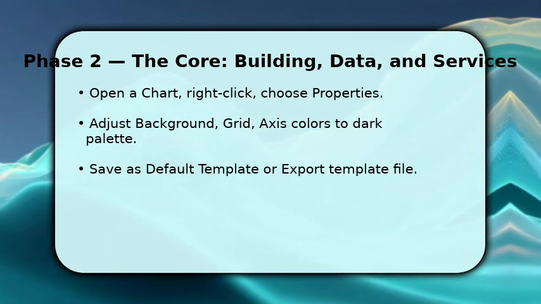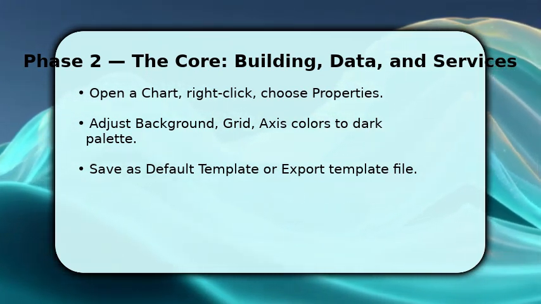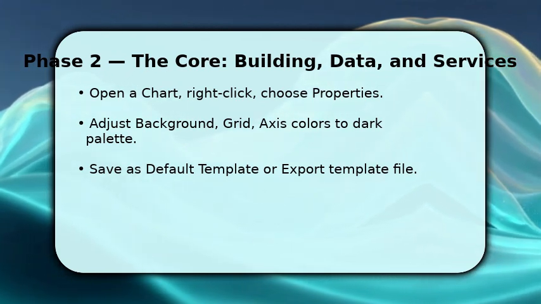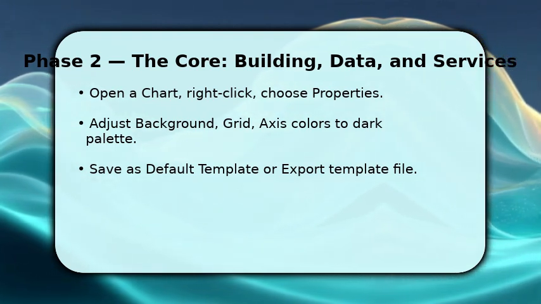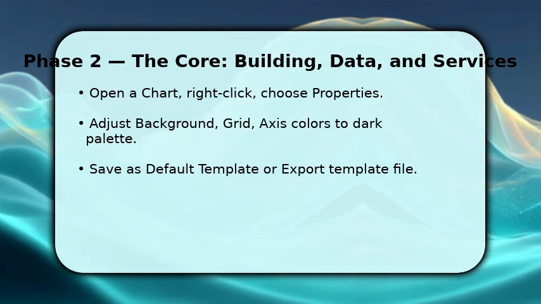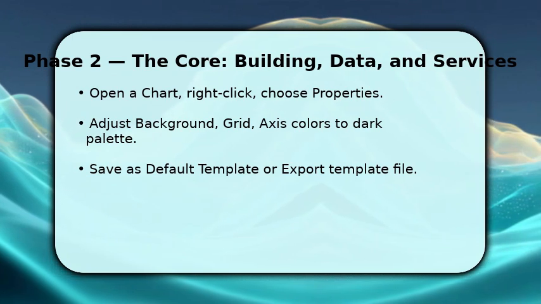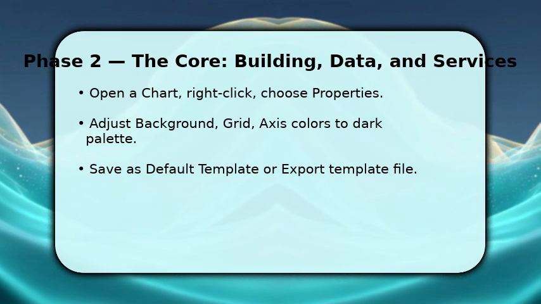Once done, save those choices as your default chart template so new charts inherit them automatically. You can also export and import a template file to reuse across machines and load that template into saved workspaces. This step ensures candles, indicators, and axis labels remain legible. Make incremental changes and preview before saving, because some indicators need manual color tweaks.